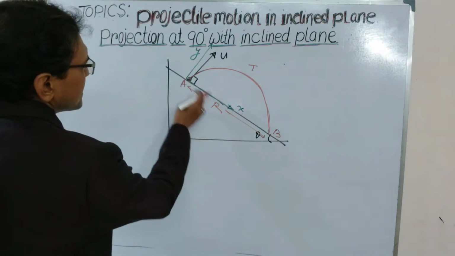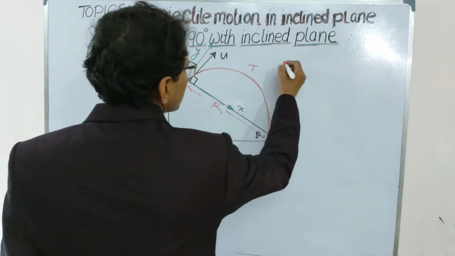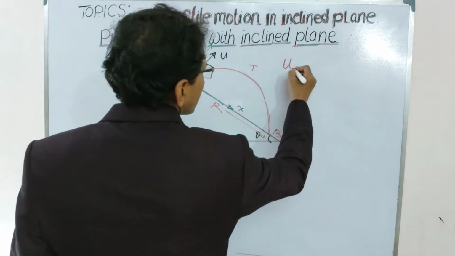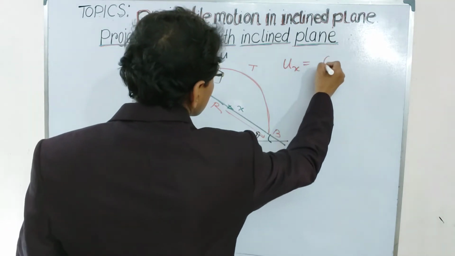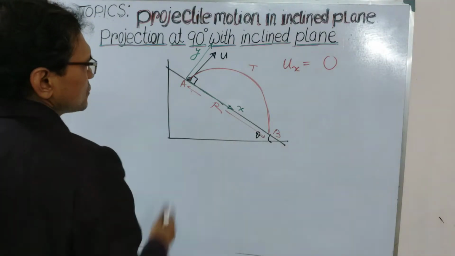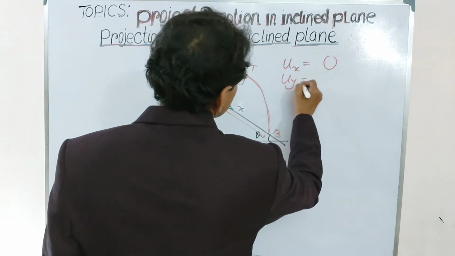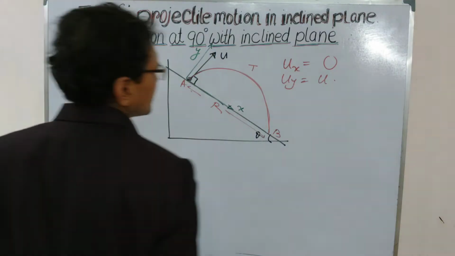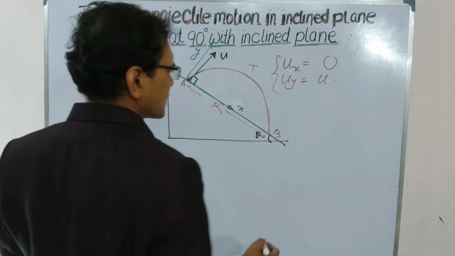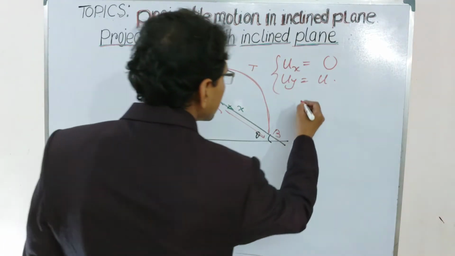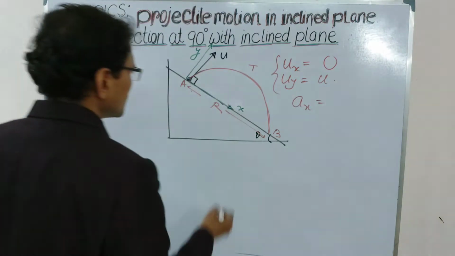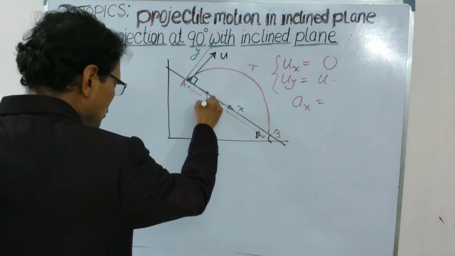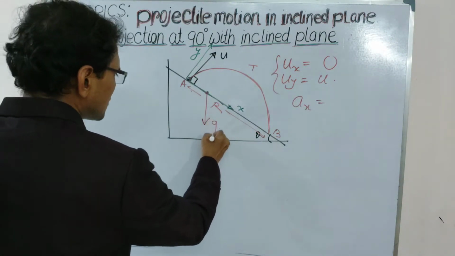Now if this is x and this is y, then the initial velocity along the x direction is ux equal to 0, and uy is u. This is the velocity part. What is the acceleration part? The acceleration is the acceleration due to gravity, g, vertically downward.